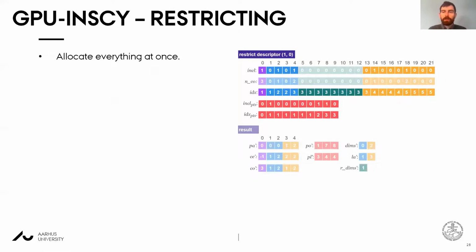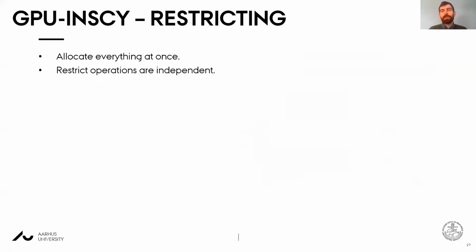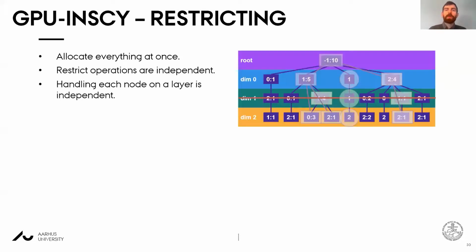To do this, we keep an array called include, where we mark for each node if it should be included in the restricted skytree. We then compute a prefix sum to obtain the indices for each included node in the restricted skytree. Next, we observe that each restrict operation only reads from the input and is therefore independent of each other and can be performed completely in parallel.